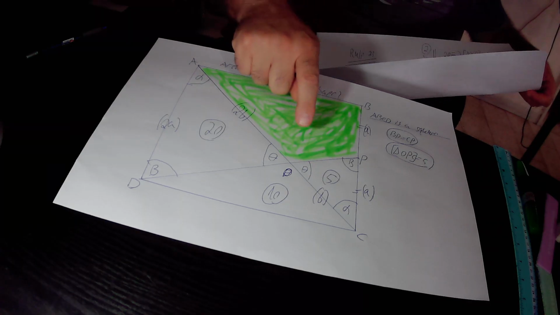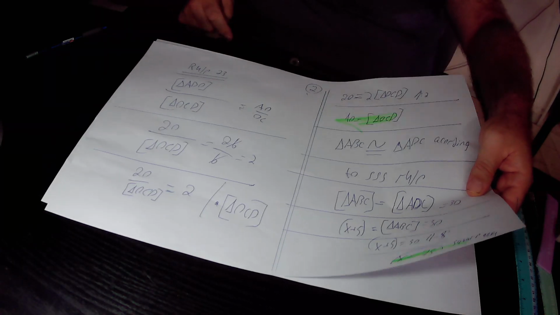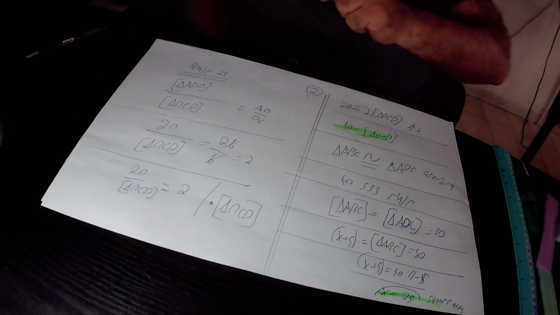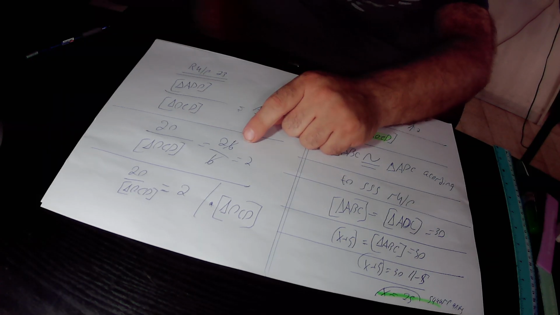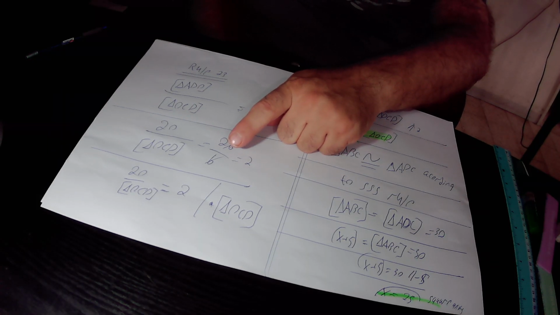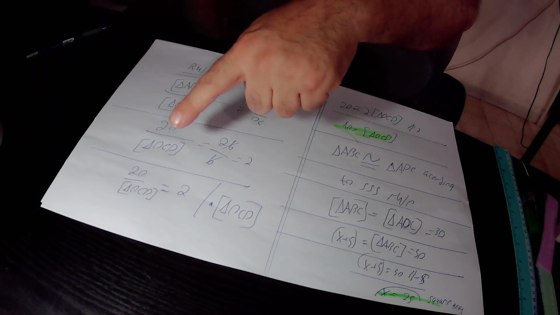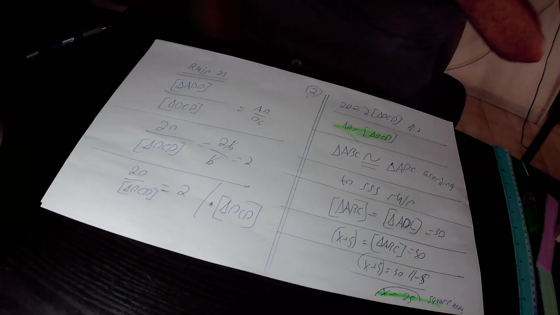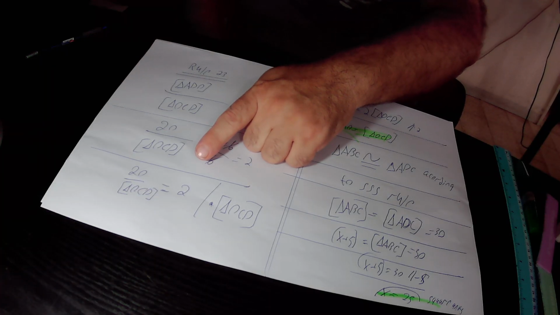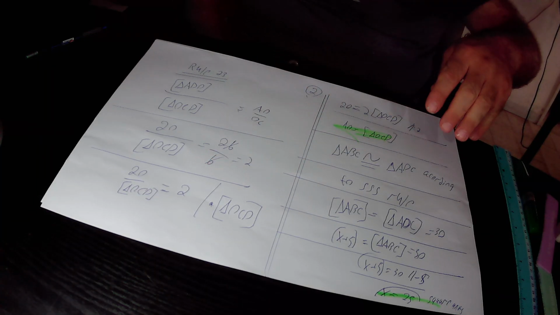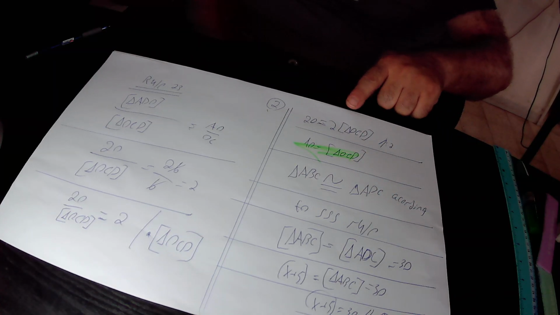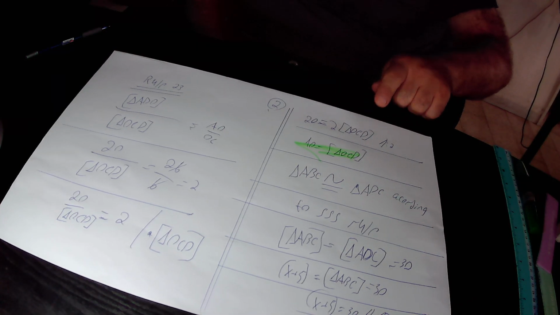AO is 2B and OC is B. So AO over OC is 2B over B. We have B in the numerator and B in the denominator, so B gets cancelled, and we are left with only 2. So in total, we found out that 20 over the area of triangle OCD equals 2. If we multiply this equation by the area of triangle OCD, we find that 20 equals 2 times the area of triangle ODC.